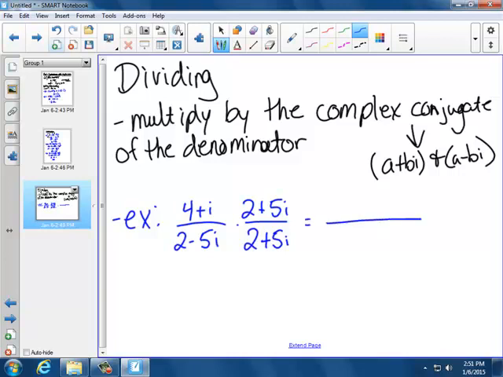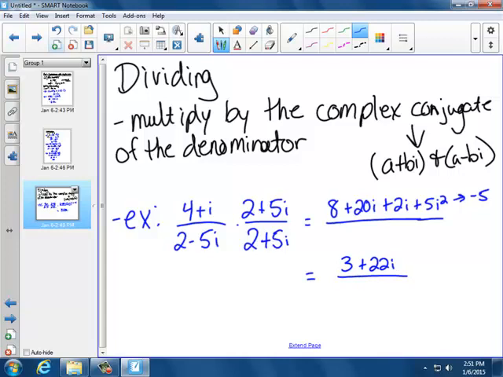Okay, so on top, FOIL. First, 8. Outer, 20i. Inner, 2i. And last, plus 5i squared. Maybe I'll do some simplifying on top right away. Now that 5i squared, hopefully you're starting to catch on that this is just changing the sign because you're multiplying by negative 1, so instead of a plus 5, it's minus 5. So 8 minus 5 is 3 plus 22i.